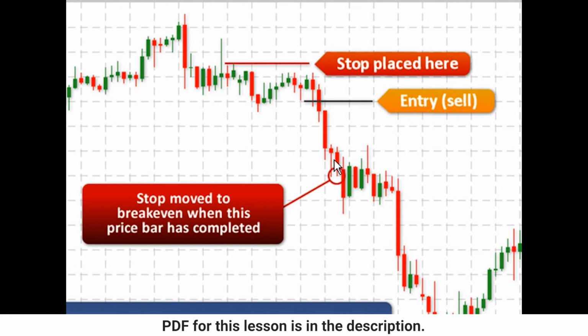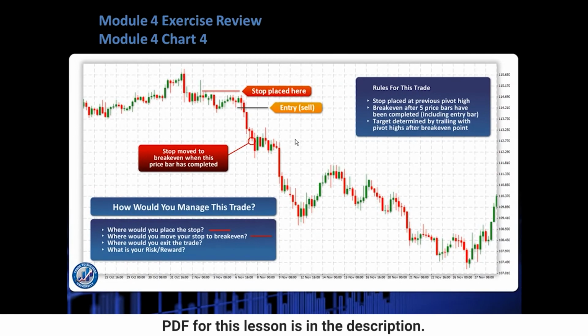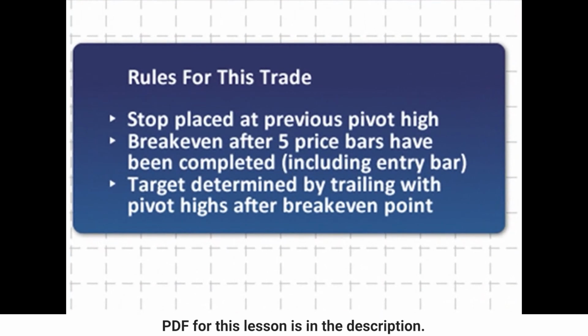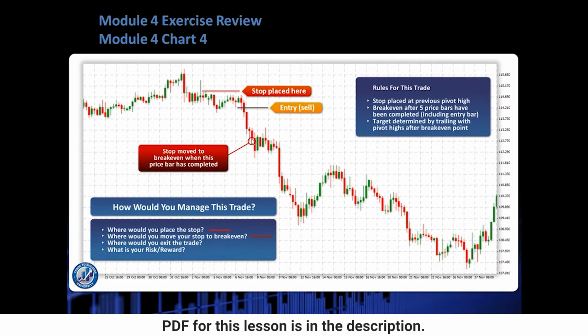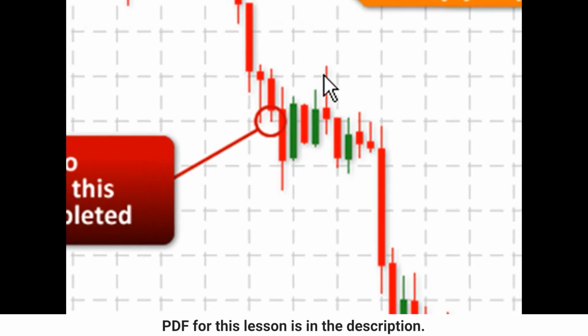So once this bar here, the fifth bar, is completed, we would move our stop down to the entry price. Now the target. Where would you exit your trade? The target is determined by trailing with pivot highs after the break-even point. So this is the break-even point. We look to the right, carry on until we see a pivot high form. The first pivot high that forms after this red bar completes is this pivot high here, this red high.